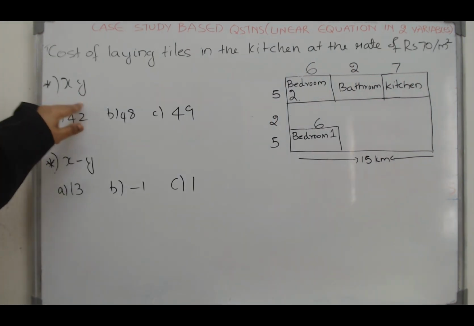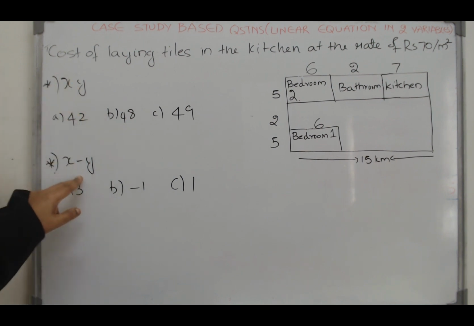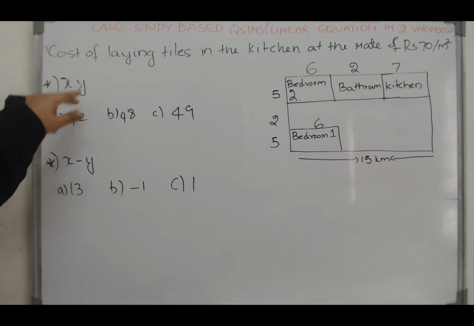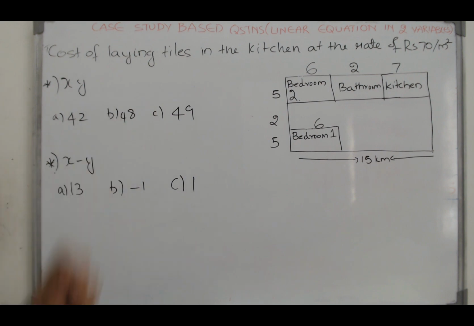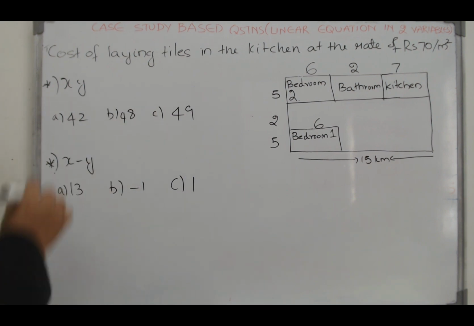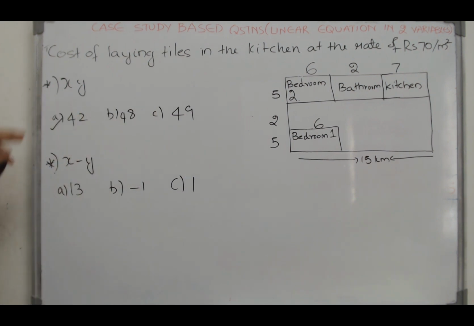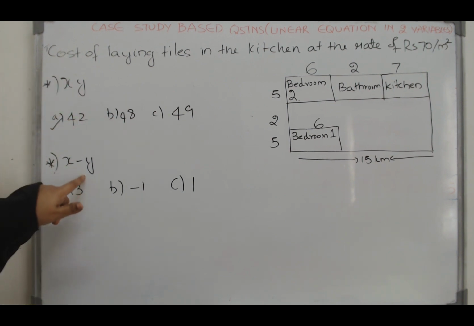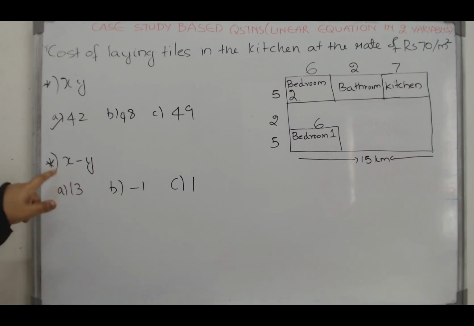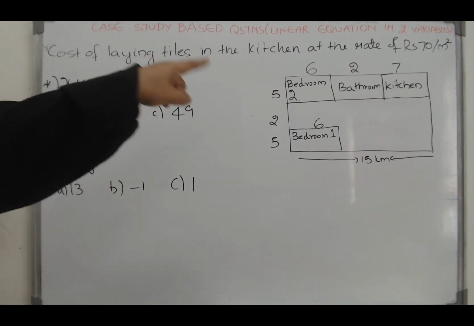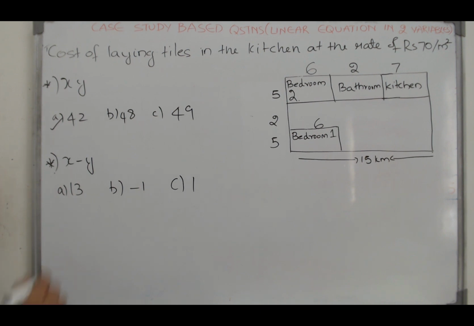Now you have to find x into y and x minus y. What is x into y? What is x? It is 6, y is 7 and their product is what? It is 42. Now next, what is x minus y? Please remember, read the question very carefully. It is not y minus x. It is x minus y. x is 6. y is 7. So what you are talking about is 6 minus 7.